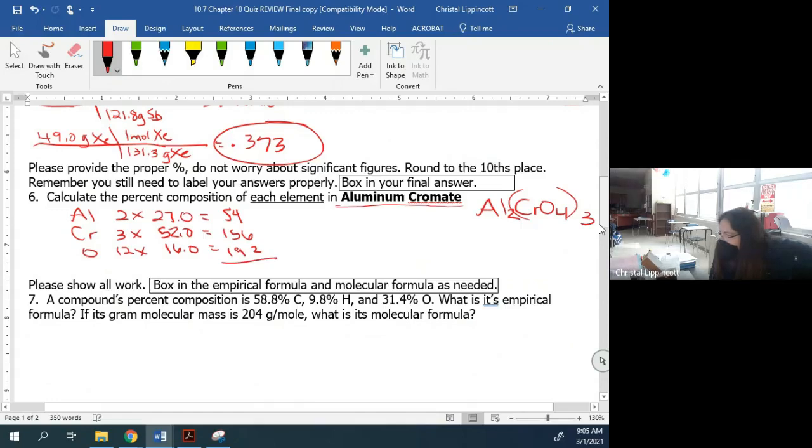So I have to add these together to get my total. My total is 402. And so I'm going to divide each of these parts by the whole, which is 402, and then I'm going to multiply it by 100. So my aluminum ends up being 13.4% aluminum. My chromium ends up being 38.8% chromium. And my oxygen is going to be 47.2%.